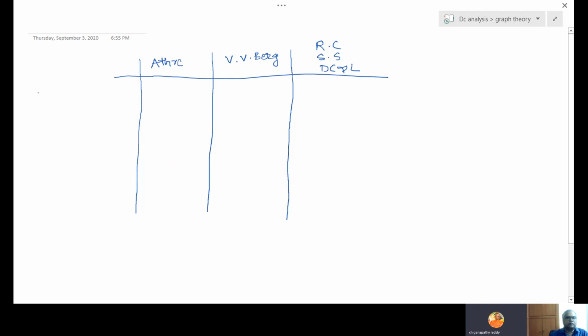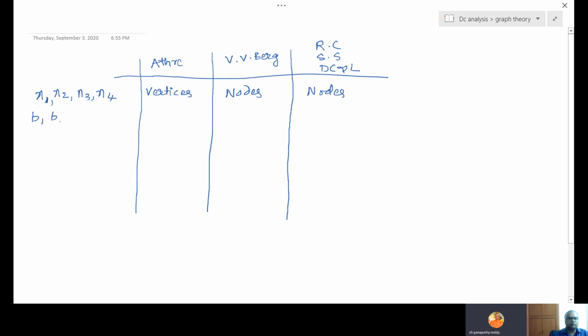So N1, N2, N3, N4. What is the name given? N1, N2, N3, N4, they are called as nodes. All these Indian local authors also call them nodes. This Atre is a professor from IIT. He calls them vertices.